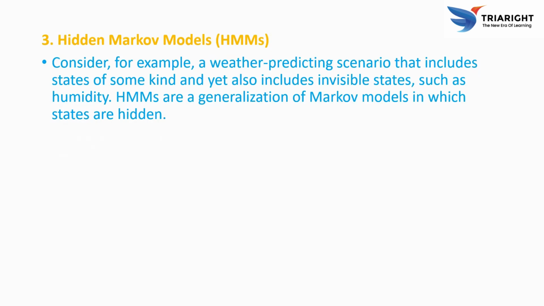The weather prediction example is extended to include invisible states like humidity, which influence the observed weather but are not directly seen as sunny or rainy. So how it works: you observe the sequence of events, in this example sunny, rainy or cloudy, but need to infer the underlying, unobserved state, for example high humidity or low pressure.